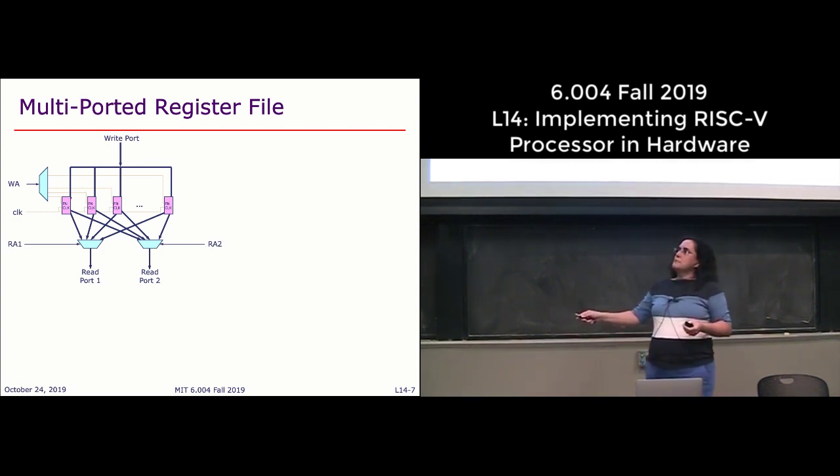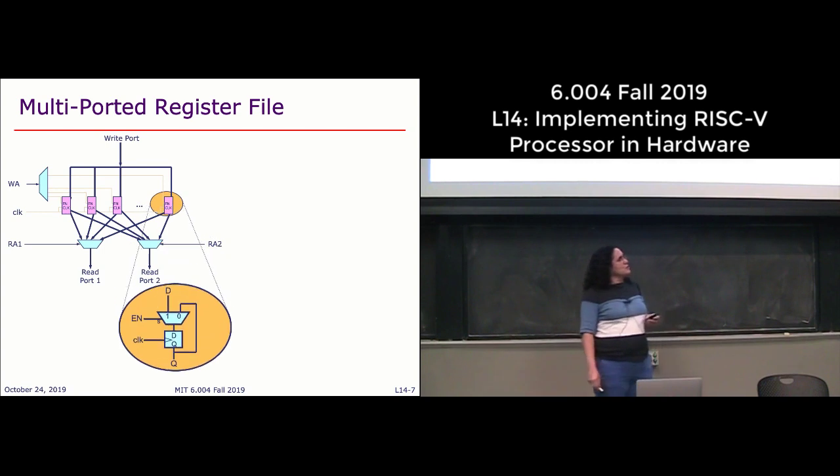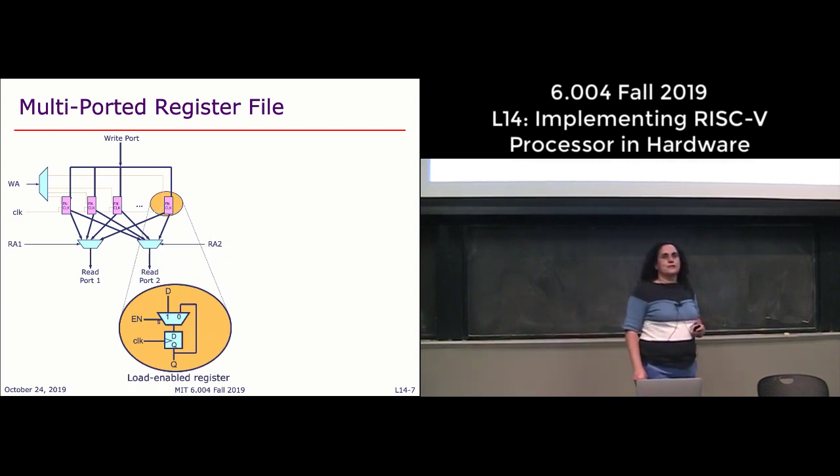And so these multiplexers, their select value is going to say which one of the registers is my source for port 1. This one is going to say what's my source for port 2. And then my write address is going to say which of my registers is the one I want to write to. Okay? So let's take a little bit of a closer look at what one of these registers looks like.